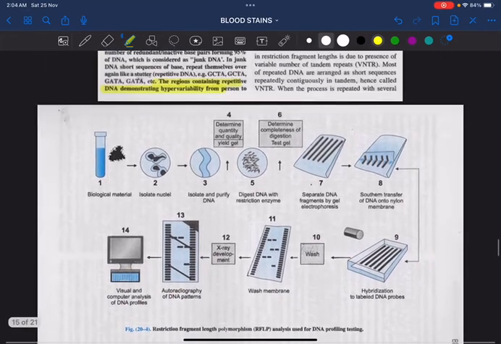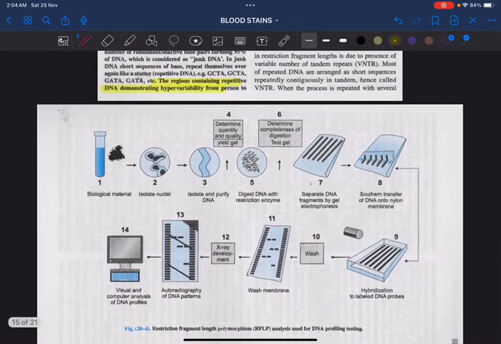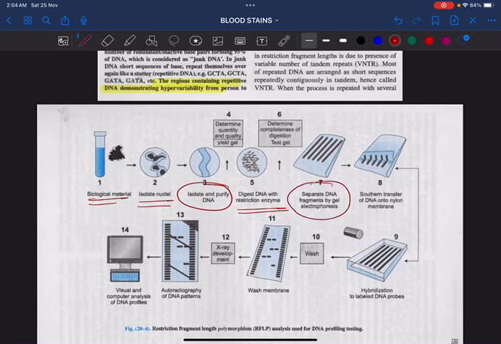Just remember this is the picture you have to remember. Number one, biological material: we isolate the nucleus, and isolate and purify the DNA. The DNA is digested with restriction endonucleases. Then DNA fragments are separated by gel electrophoresis, and transferred to a nylon membrane. For DNA this is called Southern blotting, for RNA it is called Northern blotting, and for proteins it is called Western blotting. Then hybridization using radiolabeled probes. Then we wash the membrane, do autoradiography, and finally it is visualized.